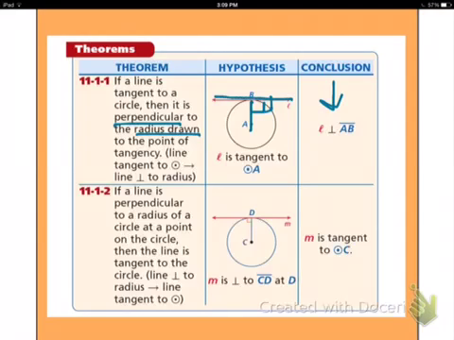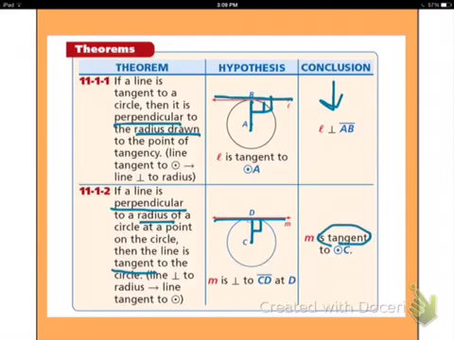You also can get the converse of that, and you do that by swapping it around. If a line is perpendicular to the radius of a circle at a point on the circle, then the line is tangent. So the conclusion is, if this line and this line are perpendicular, then line M must be a tangent.